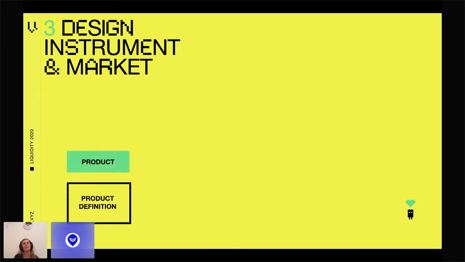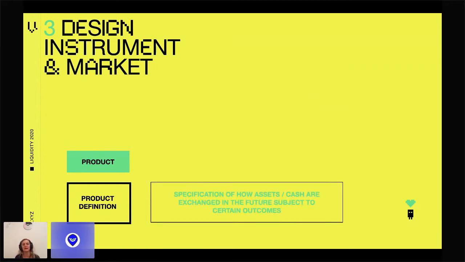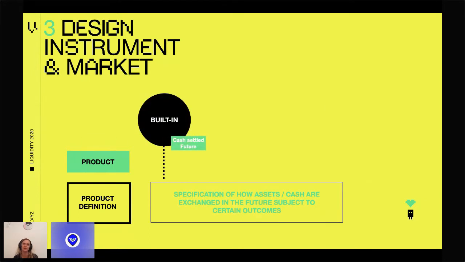The third step is designing an instrument and a market. At the core of all Vega markets is a financial product, which is very simply a definition of how assets and cash are exchanged in the future depending on certain outcomes. On Vega's testnet right now, we have available a single product, and that is a cash-settled future.